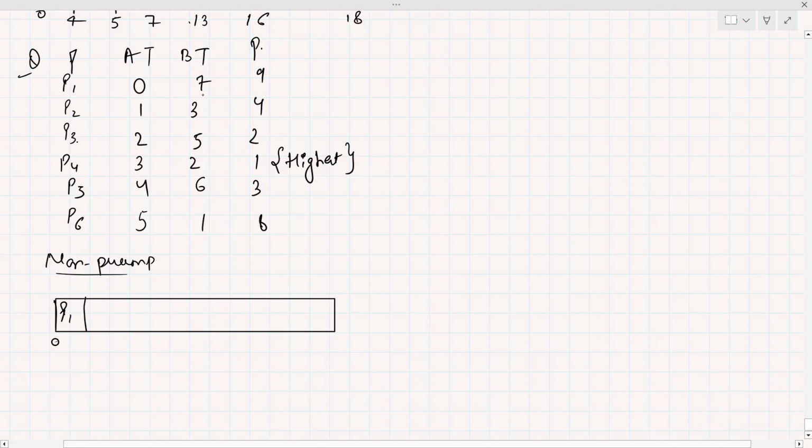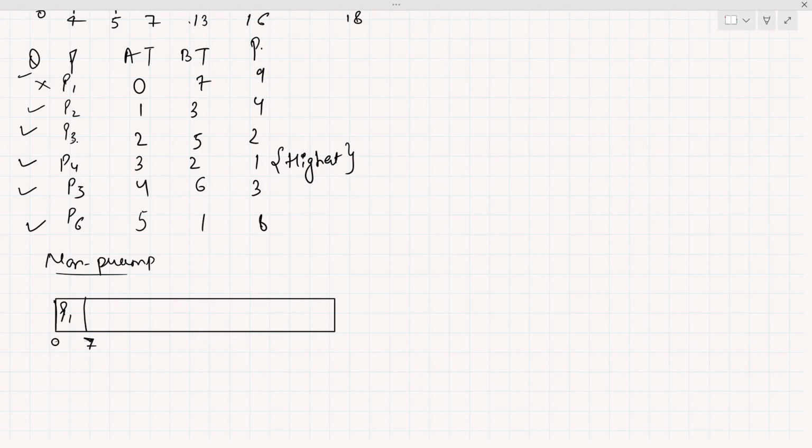The burst time is 7. We are solving this in a non-preemptive way, so the whole process executes. The completion time becomes 7. After that, at time 7, all the processes P2, P3, P4, P5 and P6 are available, and P1 is completed. Those who have the highest priority will get the CPU. And how can we see which process has the highest priority? By seeing the priority number. Lesser number, highest priority.